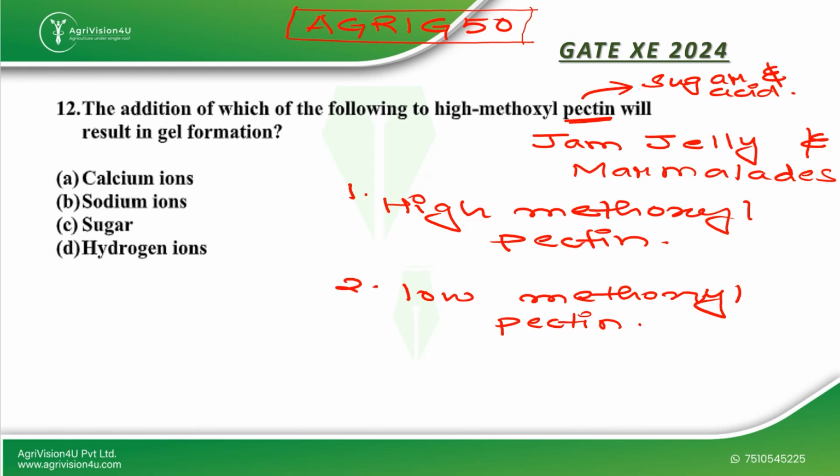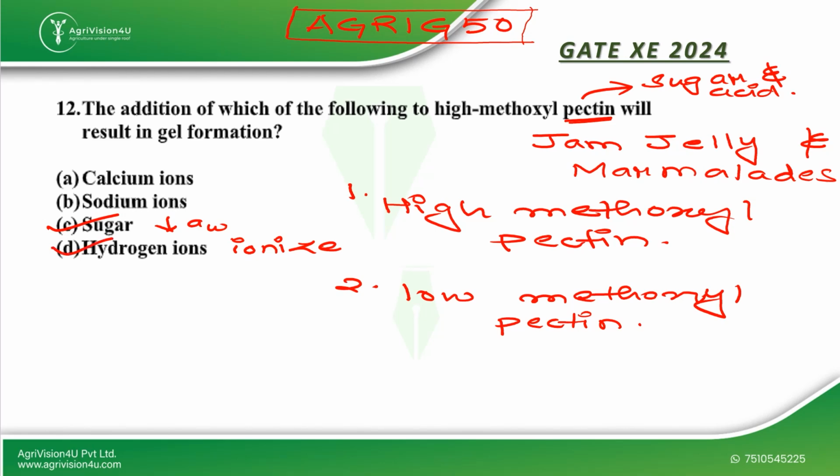The sugar helps to reduce the water activity, while the acid helps to ionize the pectin molecules. So sugar reduces water activity, allowing the pectin molecules to interact, while hydrogen ions form the acidic environment. So over here, my correct option will be C and D.